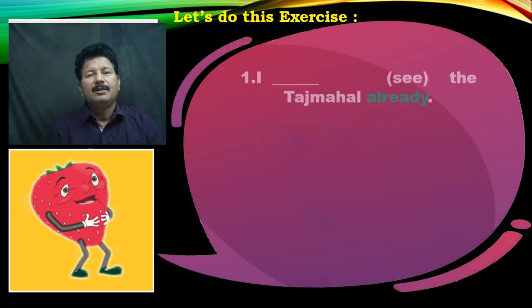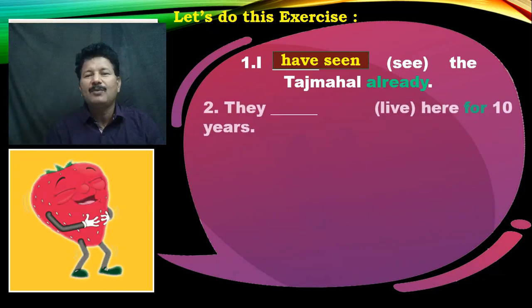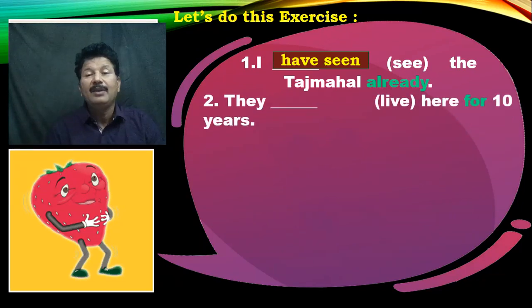Now let's do this exercise. I dash the Taj Mahal already. So the verb is see. So as the key indicator is already, we have to use I have seen the Taj Mahal. Right? The second one is they dash here for 10 years. So the keyword is for 10 years and the verb is live. So we use they have lived.